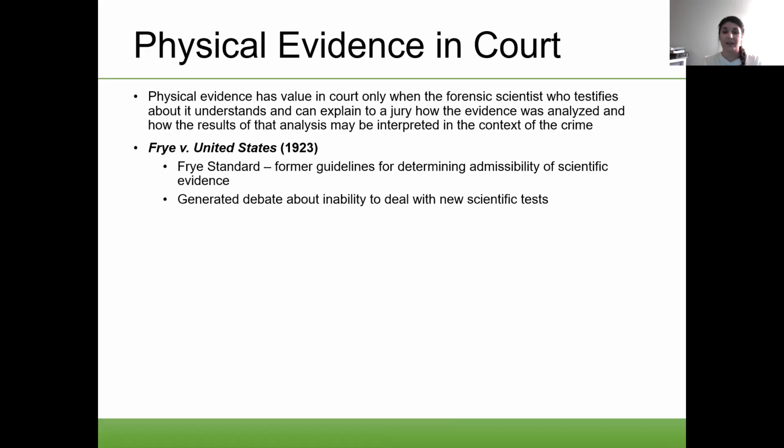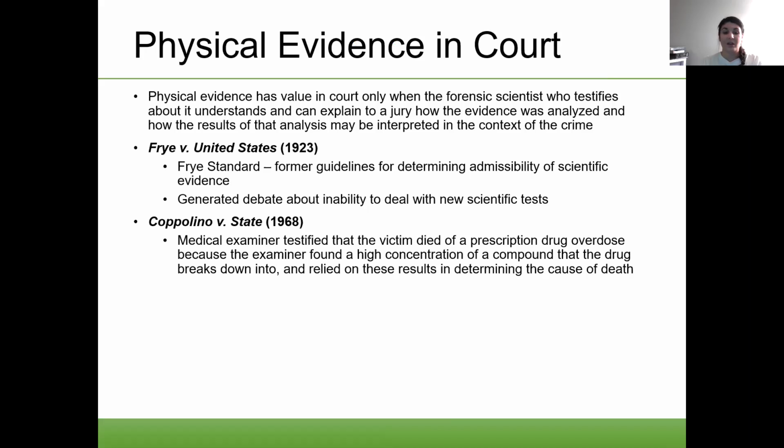So there are 4 different cases. The first one was Frye versus United States in 1923. What came out of it was the Frye standard, which were the guidelines for determining the admissibility of scientific evidence. It was debated that it had the inability to deal with new scientific tests as technology got better, so a different standard was put forth.